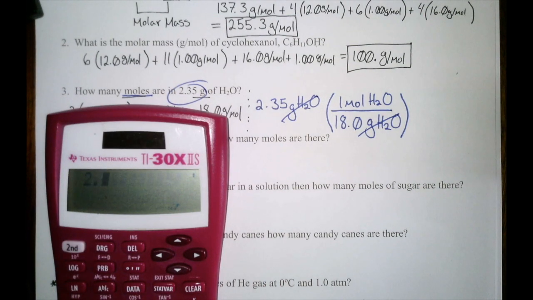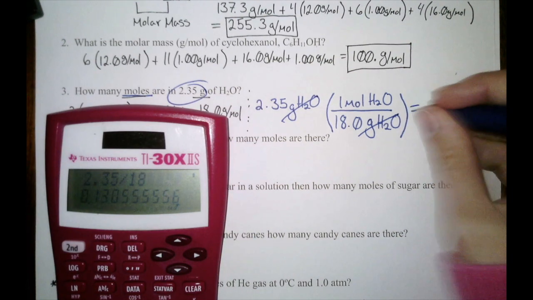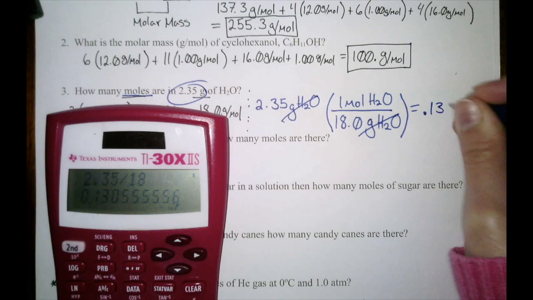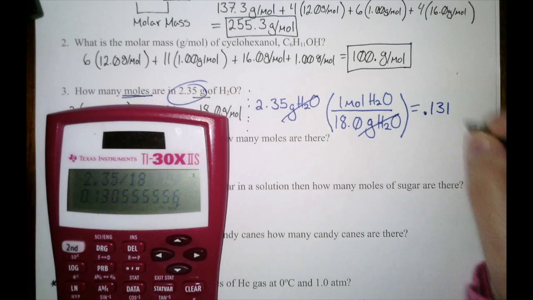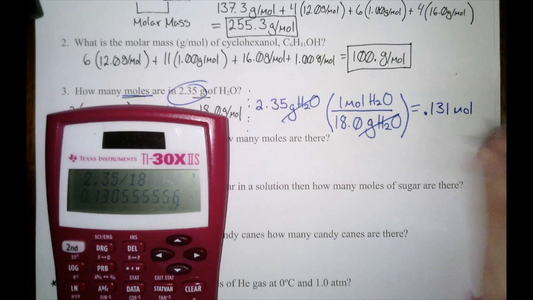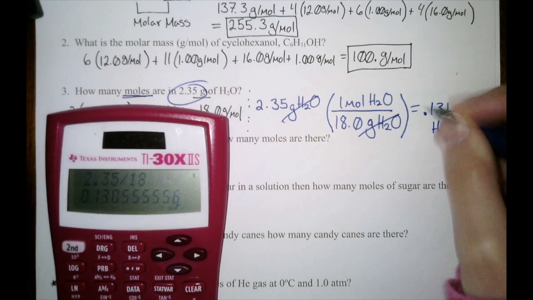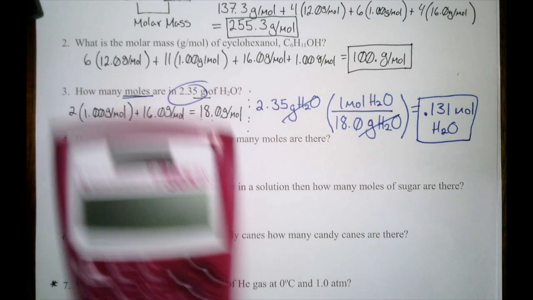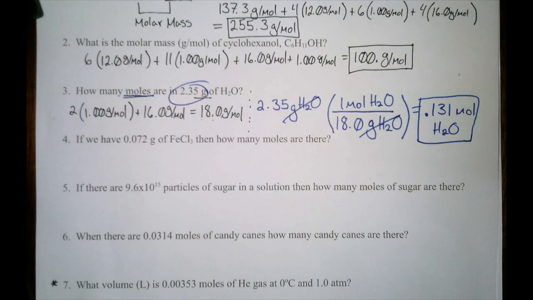Now my mass of water cancels, and we can do our calculation here. So 2.35 divided by 18 gives us a final answer of 0.131, rounding to sig figs, moles of water. Always remember with these problems to show all of your work and box in your answer so that it's easy to find.